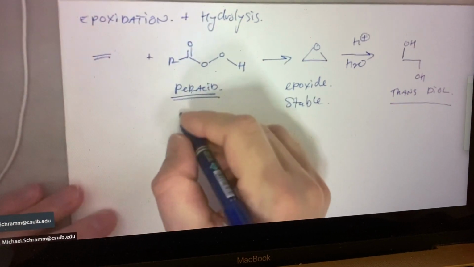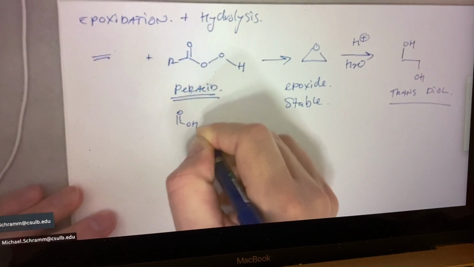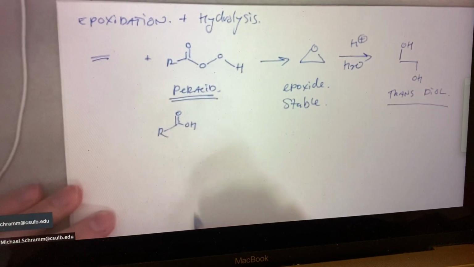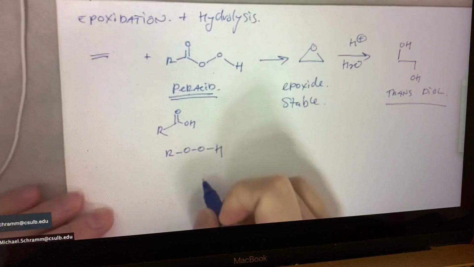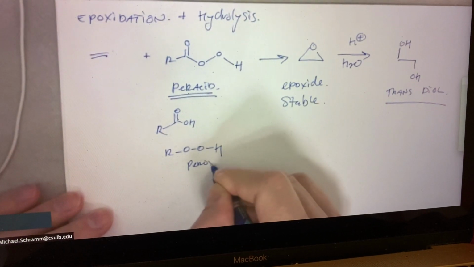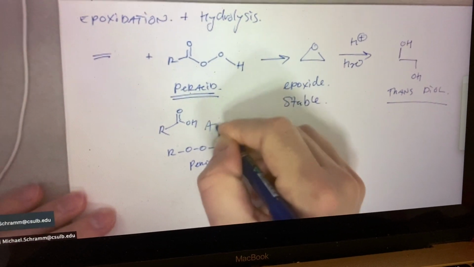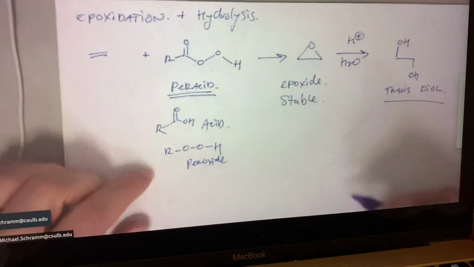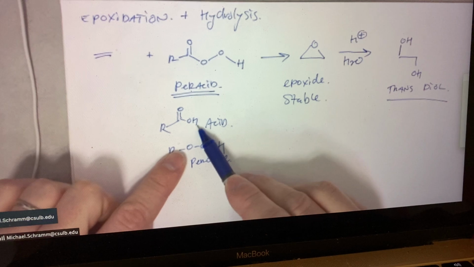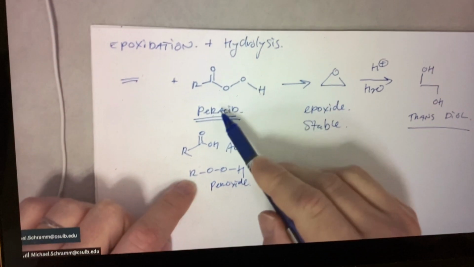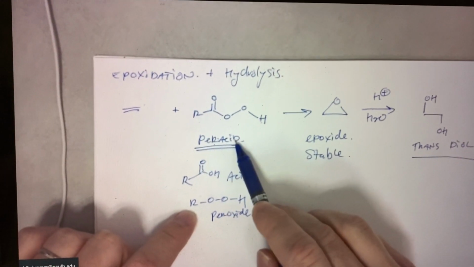A peracid is a combination of two functional groups. This one is called a carboxylic acid. This is called a peroxide. So this is acid and peroxide. And notice we take OO instead of OH. We take OOH. We get this new functional group called a peracid.